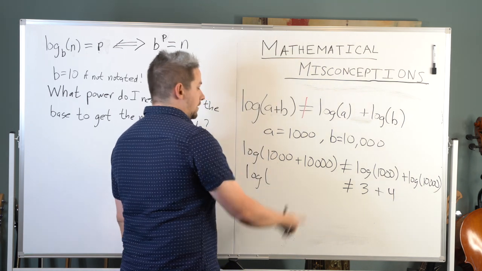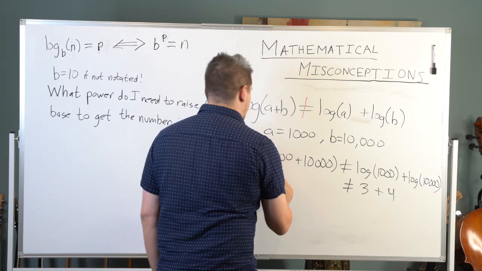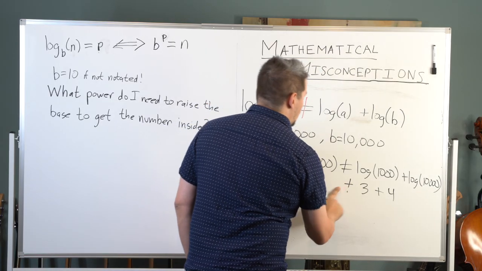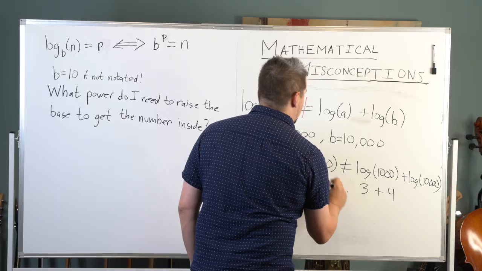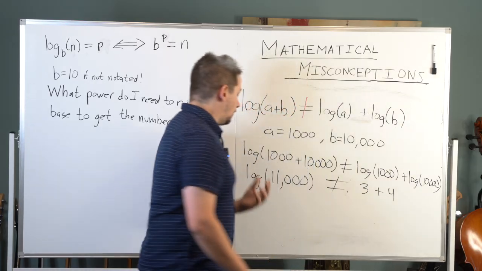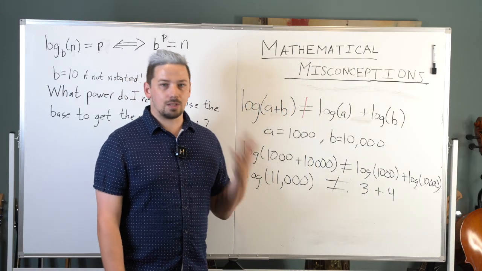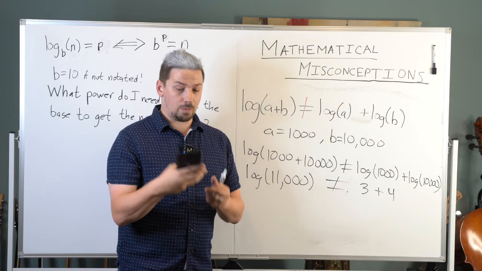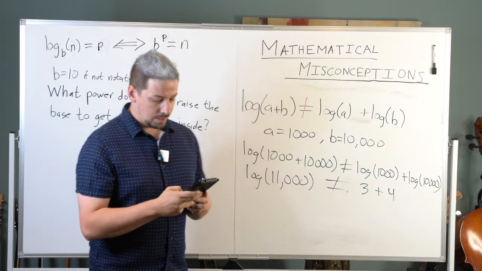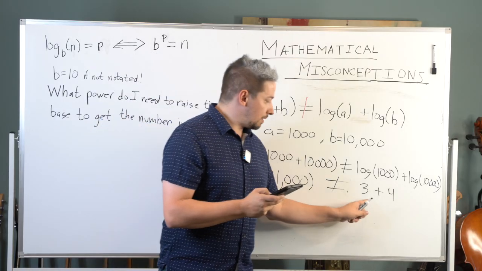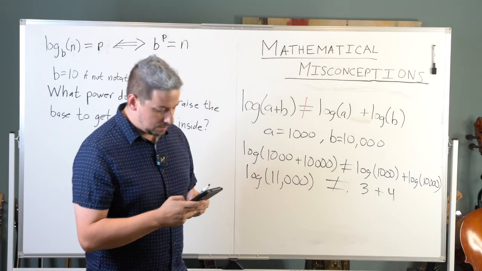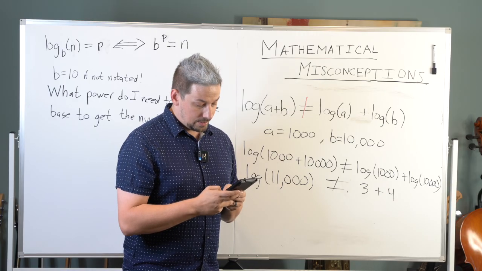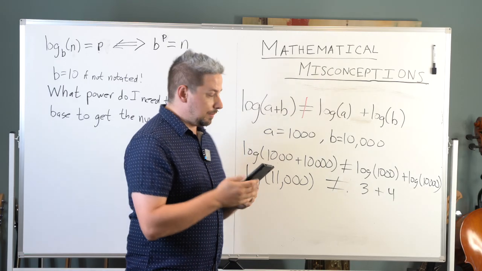Now, what about if I plug it into here? We need to add the two numbers out. So 10,000 plus 1,000 is going to be 11,000. And this is not going to be equal to 3 plus 4. Whenever you're evaluating something like this that doesn't have a clean answer, use a calculator. So I'm going to use my HP Prime, and I'm going to look to answer the question. Something tells me it's going to be somewhere between 3 and 4. So let's do log 11,000. And that's going to give me an answer.